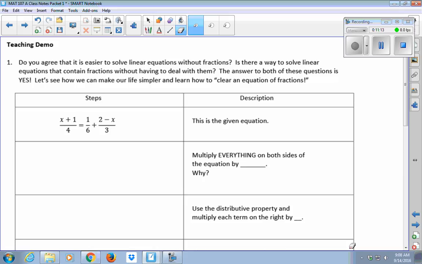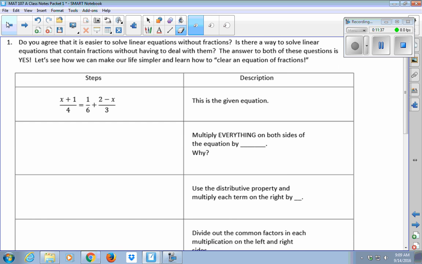And if you agree with this statement that it's easier to solve linear equations without fractions, is there a way to solve linear equations that contain fractions without having to deal with them? The answer to both of these questions is yes. When you see something like this, you would be much happier if you never saw the denominators at all.